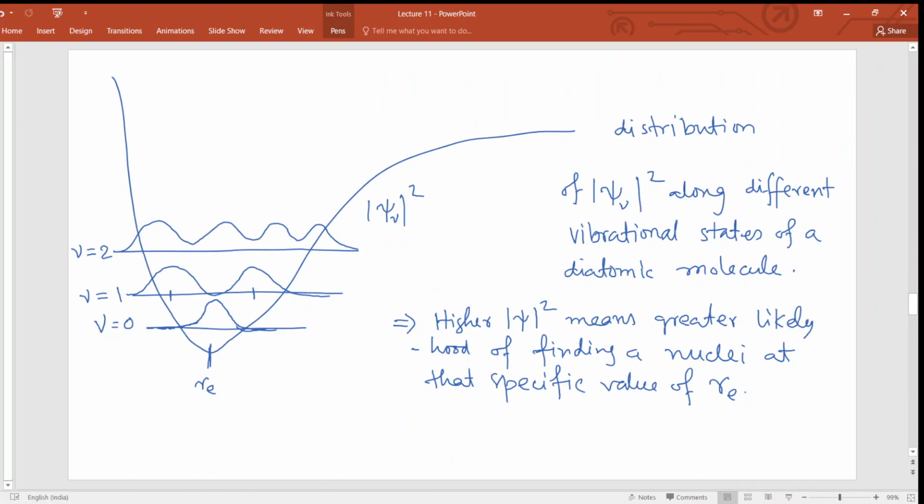Now if we look at the distribution of the wave function along this energy curve for different states, here you can see the plot of psi square for different vibrational states of a diatomic molecule. For nu equal to 0, there is only one peak, then for nu equal to 1, there are two peaks and so on. This psi square tells us the probability distribution. The higher the value of psi square, the greater the likelihood of finding a nucleus at that specific value of RE.